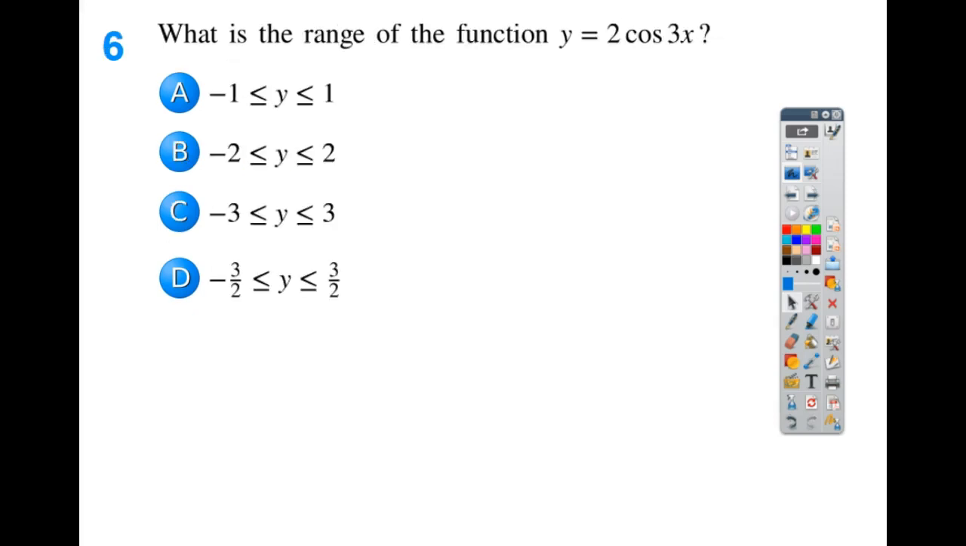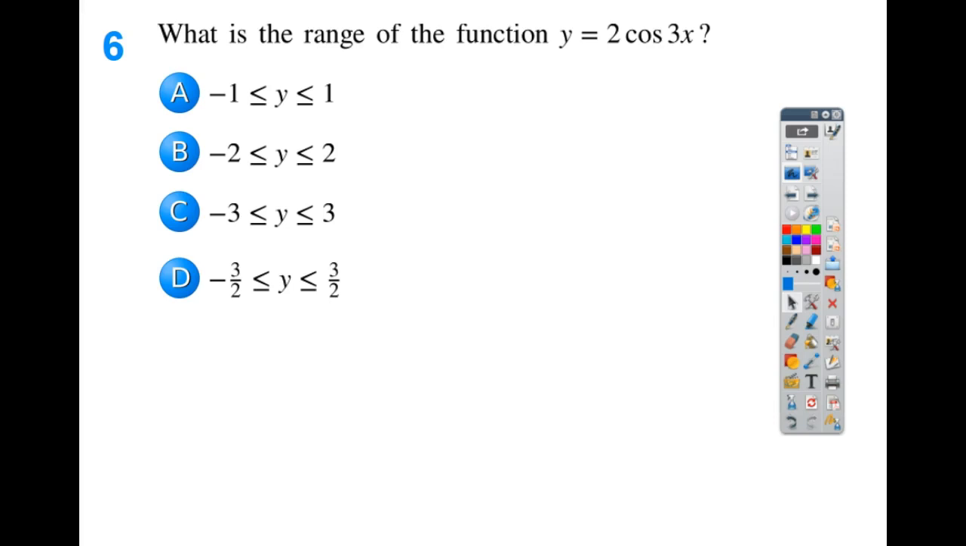What is the range? Oh, it's cosine. It's always A. Cosine and sine are always -1 to 1. Okay, so if it's -1 to 1, what's the amplitude? Oh, it's B. 2. It's B because you multiply it by the amplitude. So the original function is -1 to 1. Because of the 2, I multiply -1 times 2 and 1 times 2, so you get -2 to 2. So it's B.